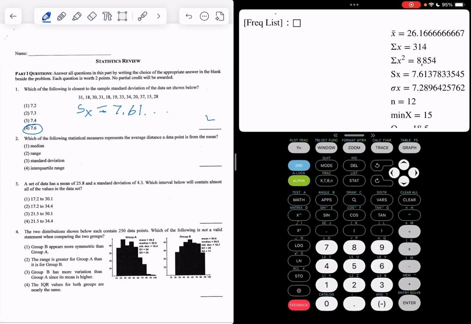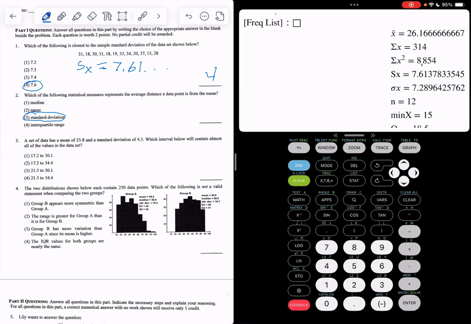So this is number 4. Which of the following statistical measures represents the average distance a data point is from the mean? Okay, so remember, mean has to do with standard deviation. Median has to do with the quartiles and the interquartile range. So this is standard deviation. That is actually the definition of standard deviation: the average distance a data point is from the mean.